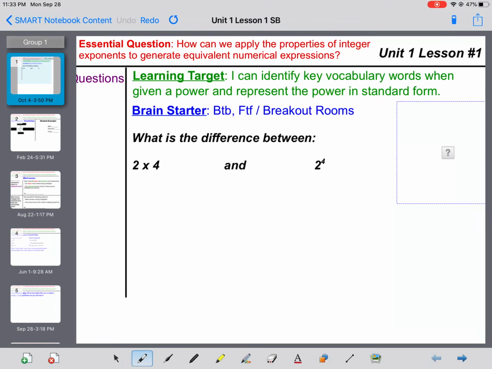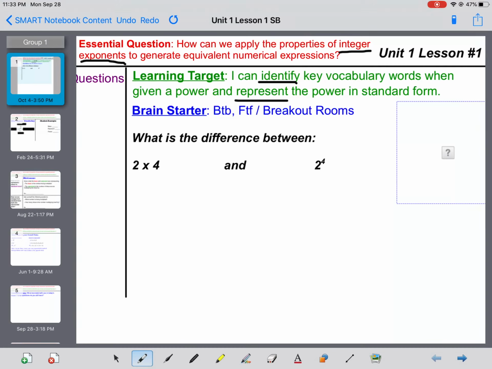The EQ is how can we apply the properties of integer exponents to generate equivalent numerical expressions. The LT is I can identify key vocabulary words when given a power and represent the power in standard form. The two verbs we're going to be doing today are identify and represent. We're going to start very basic in lesson 1, but the important thing from our LT is integer exponents. I'm going to go into more depth as the lessons progress.